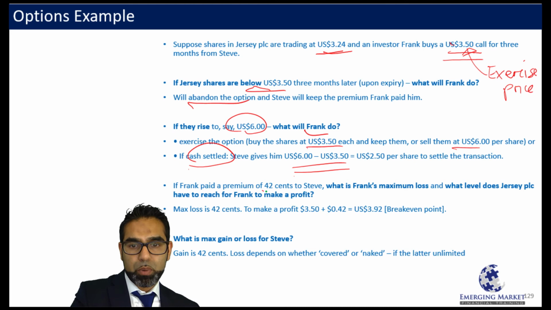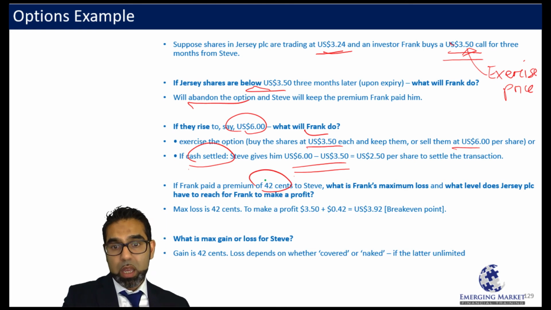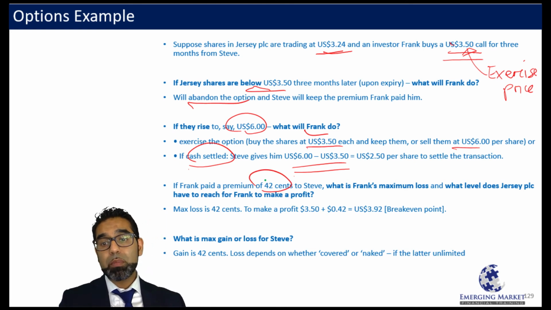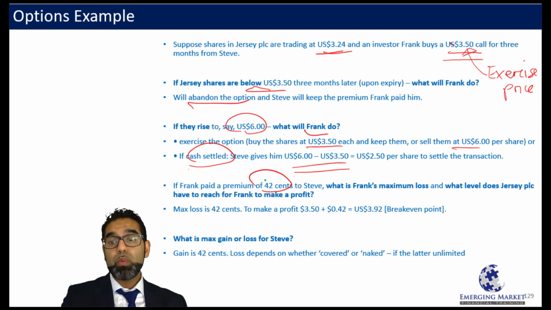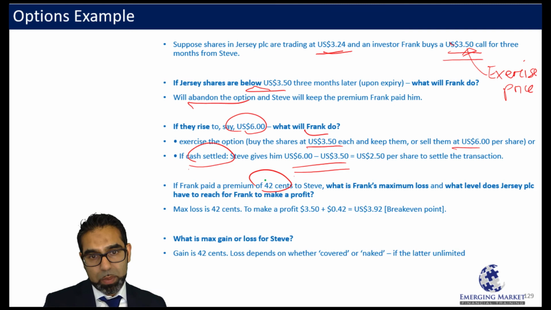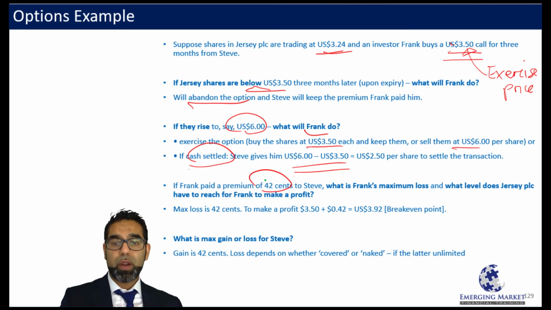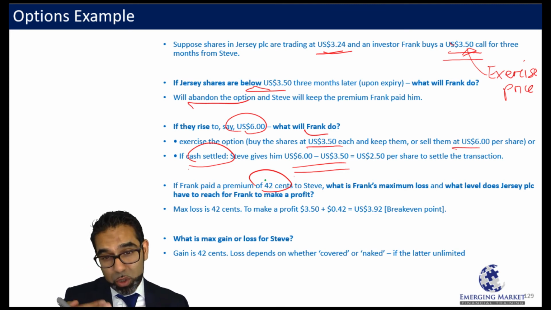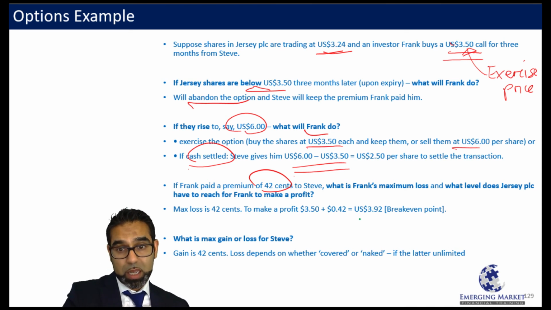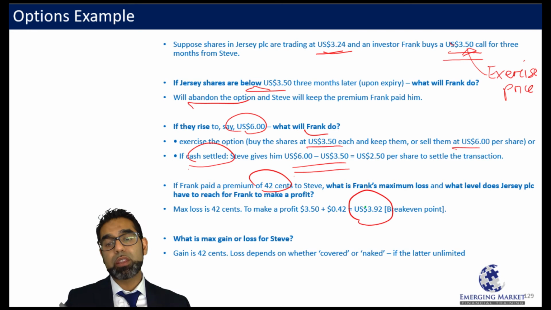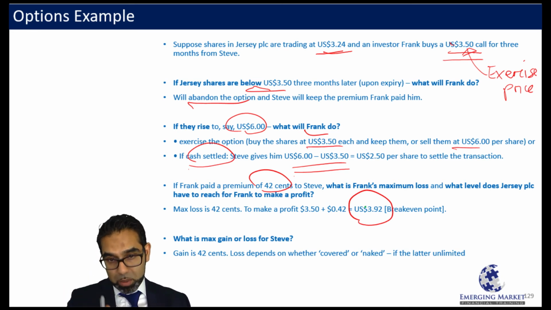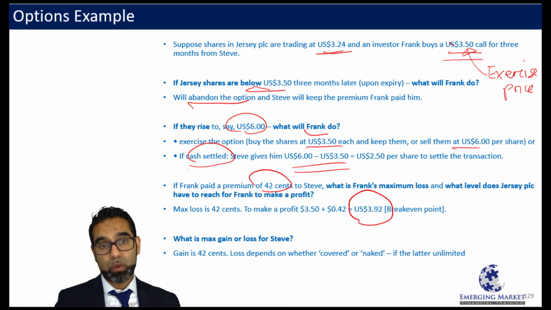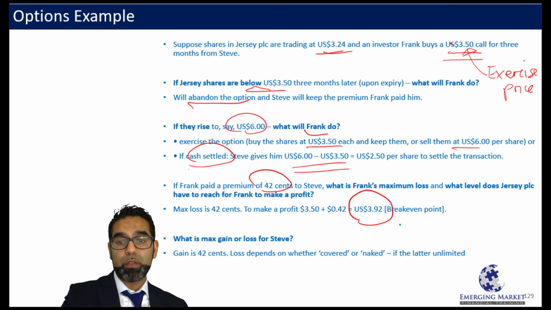If Frank paid premium of 42 cents, okay, what's his maximum loss? His maximum loss is 42 cents because he can walk away from the option. And what level does Jersey PLC have to reach for Frank to make a profit? Well, he needs to make his 42 cents back. So $3.50 plus 42 cents, the break-even point is at $3.92. He's made back the 42 cents because the market's moved up by 42 cents. This is an example of a call option.